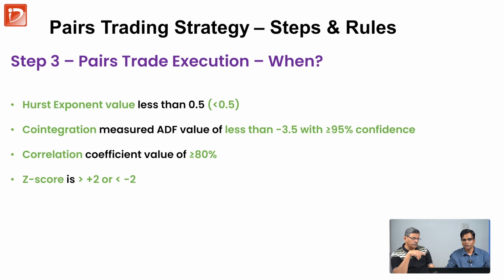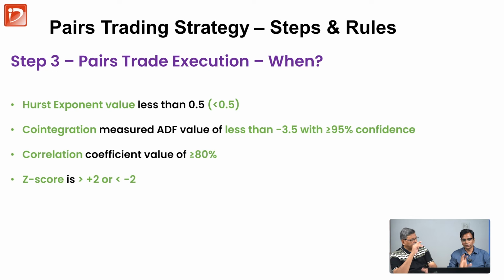So all these 4 parameters should be in place, or there can be an 'and' or 'or' kind of situation that one can use. That will come only with experience. And the Z-score should be above +2 or below -2, like 2 standard deviations. I think that is very objective.